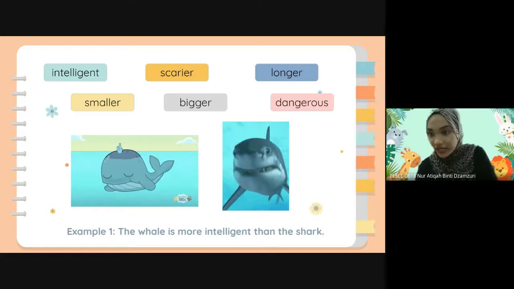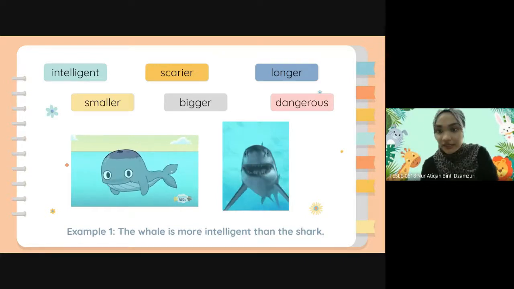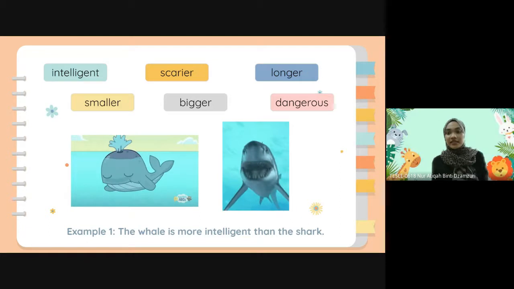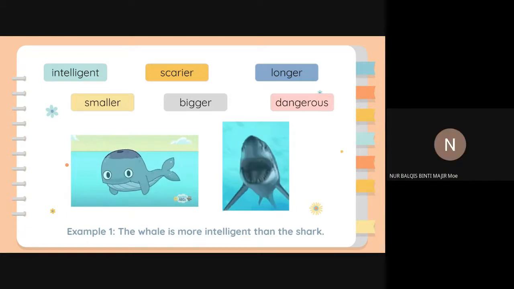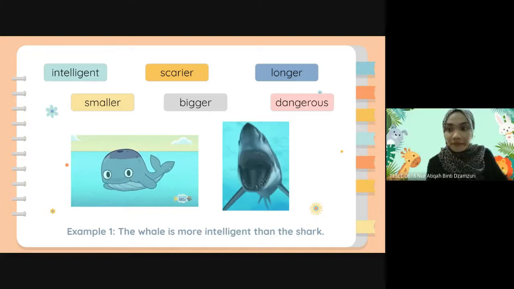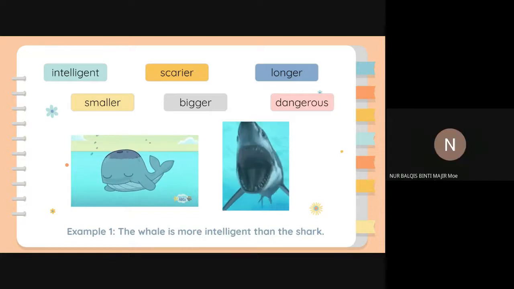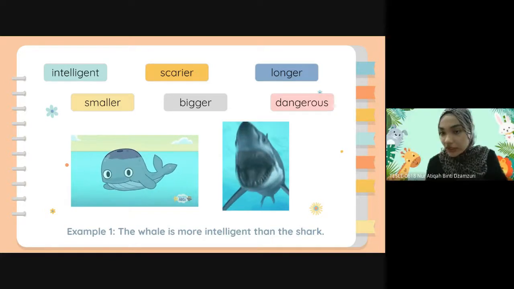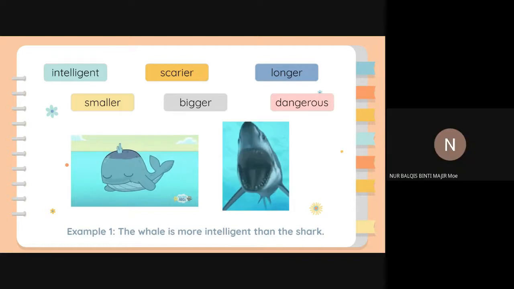Okay, then earlier who? Balkis. After that, Azlida. Sharks are more scary than walrus. Okay, I cannot hear you. Can you repeat? Sharks are more scary than walrus.